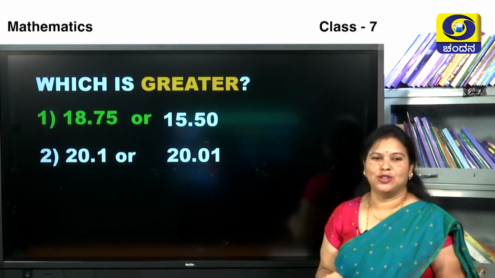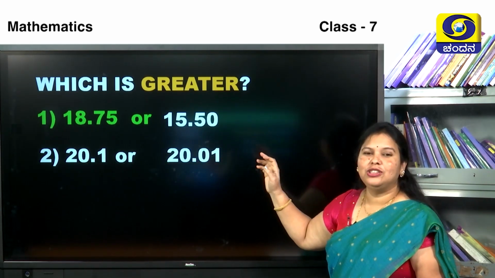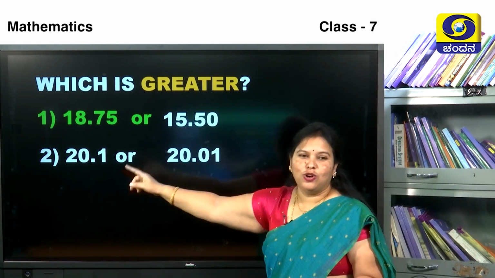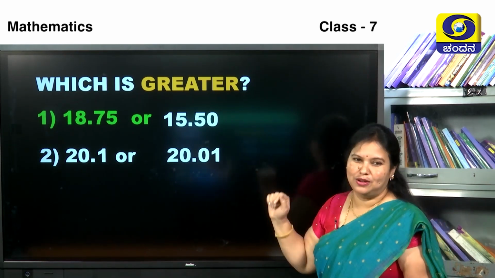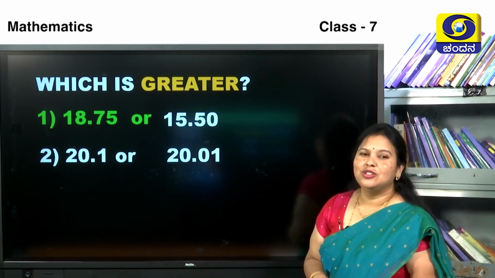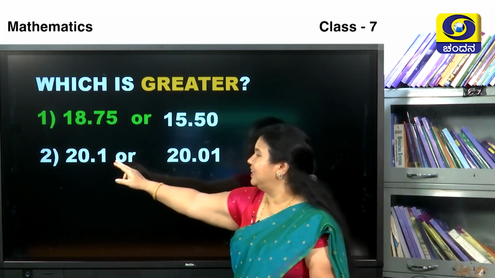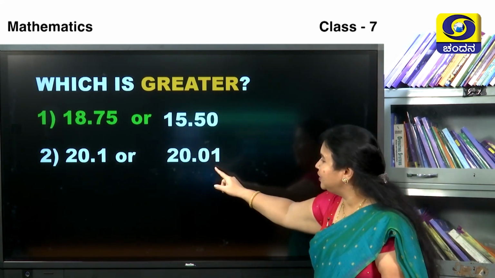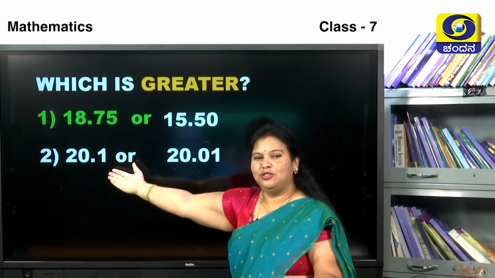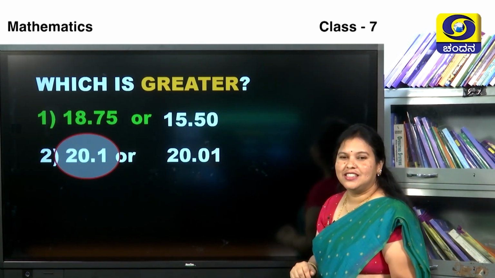We will see the next one. Here 20.1 and 20.01 is there. So, you have to compare and write which one is greater. What I told you is to observe the whole numbers. So, first we have to compare the whole numbers. But here 20 is common in both the cases. So, what we have to do? We have to compare the numbers in 10th place. Here we have 1 in 10th place and 0 in 10th place in this number. So, which one is greater? Obviously, 20.1 is greater than 20.01, right? We will see the next one.